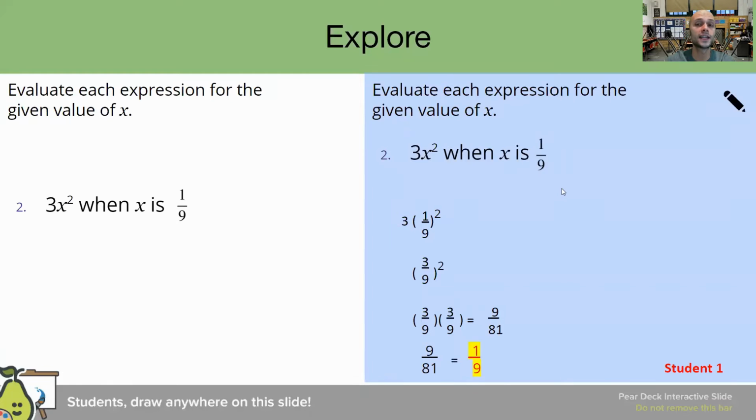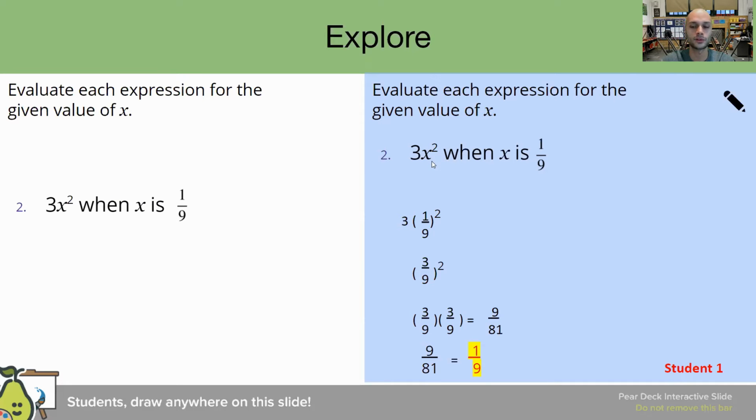Now, if we look at our lesson, you're going to notice under the explore section of your lesson, there is a question number 2. In this example, they ask us to evaluate each expression for the given value of x. They tell you the problem is 3x to the second power, and they're saying to evaluate it when x equals 1/9. So what I want you guys to do is take a look at this example, and pause this video and see, can you find where the error is? Welcome back. Hopefully you were able to identify where the mistake was.